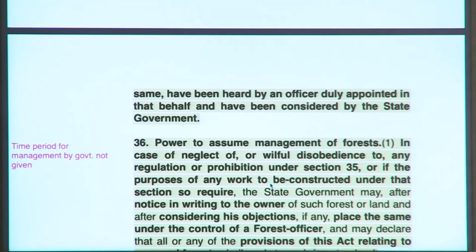So, now this section is also putting up the rider that before any such order is issued, the person who has the forest will be given a chance to show cause within a reasonable period of time that we are going to do this to your forest, and if you have any objections you should show cause why you have these objections and why we should not do this.